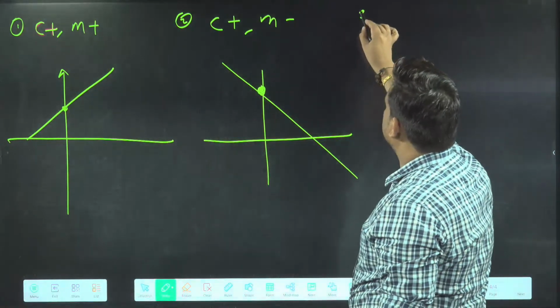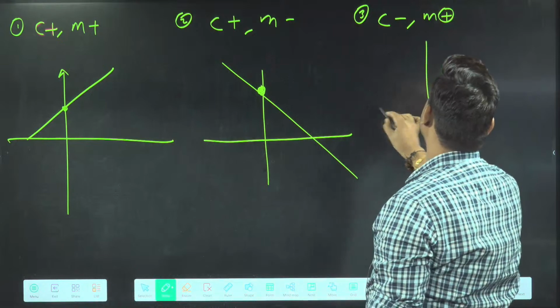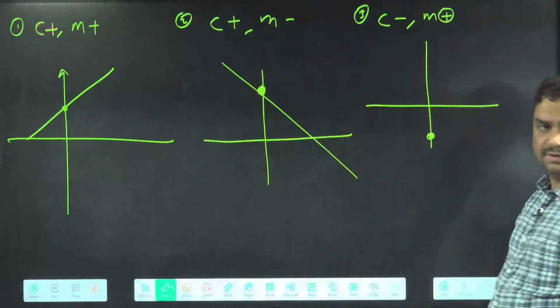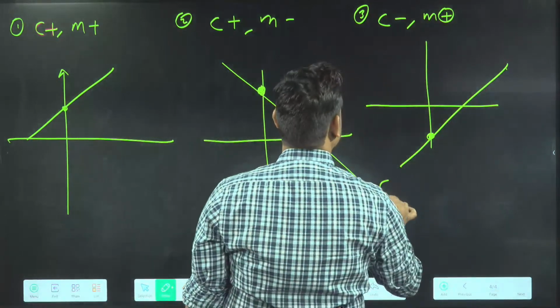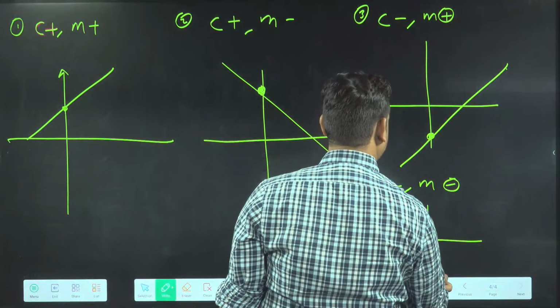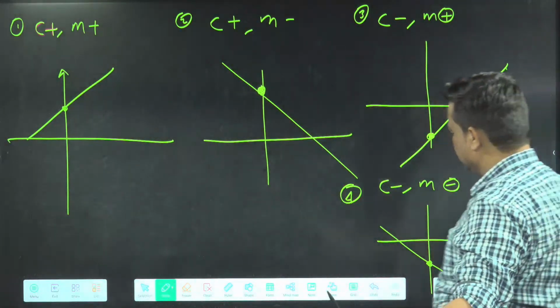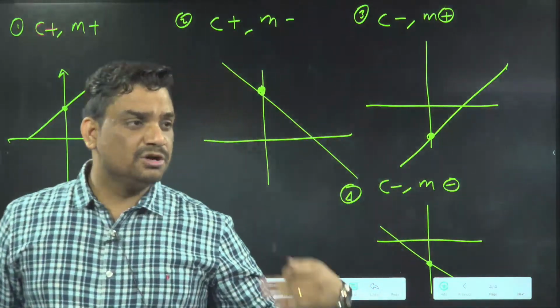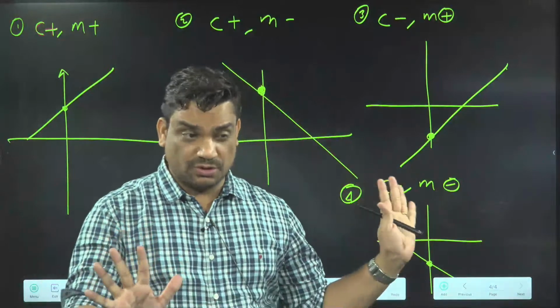Number 3, if I say C negative, M positive. C negative is down, and M positive is like this. Then number 4, C negative, M negative. C negative is down and M negative goes this side, so your graph will be like this. I hope these four graphs are clear now, because based on this only, I have to know whatever graphs are coming. Based on this we should know.